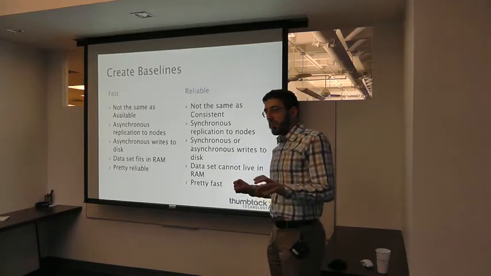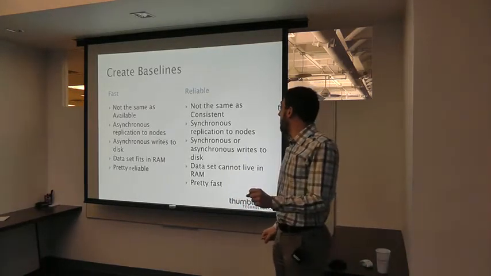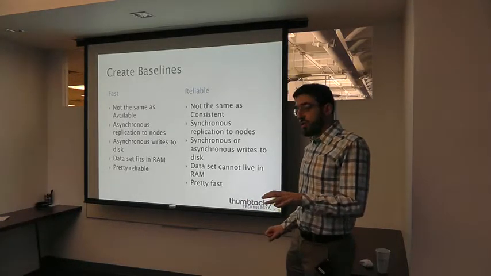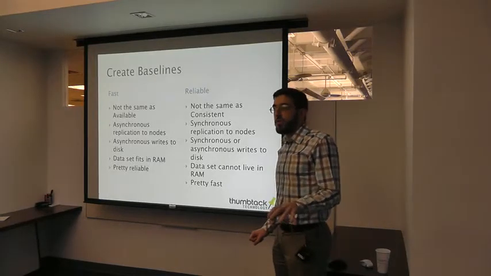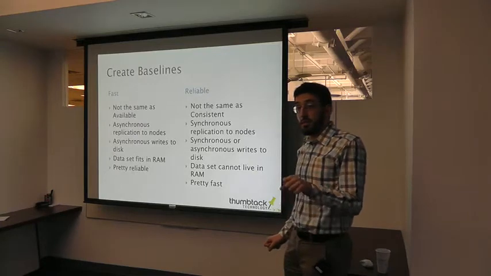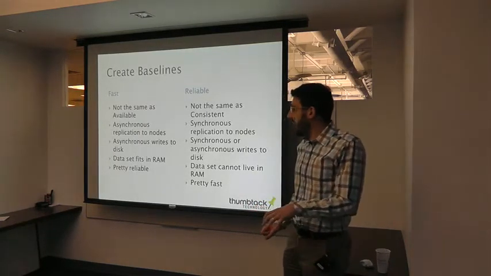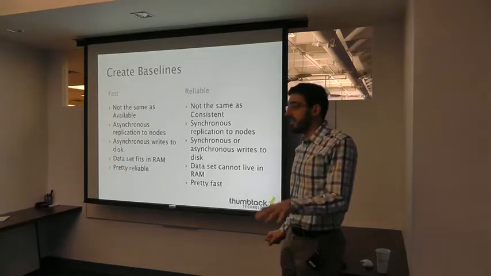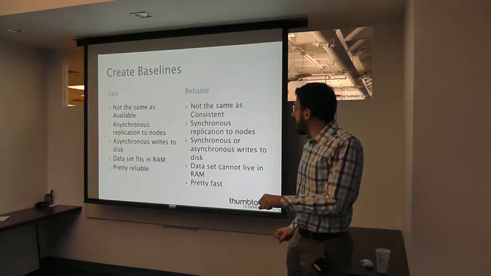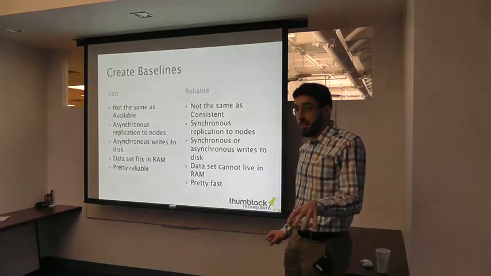The first thing we did was break these performance baselines into two different scenarios. We called them fast and reliable. Fast essentially meant we're going to configure these databases to serve as much traffic as they can without regard to your ability to lose data, to retain data. That means principally asynchronous replication, asynchronous writes to disk, keep all your data in RAM on the nodes. It doesn't necessarily mean not consistent. I will talk about why in a minute.